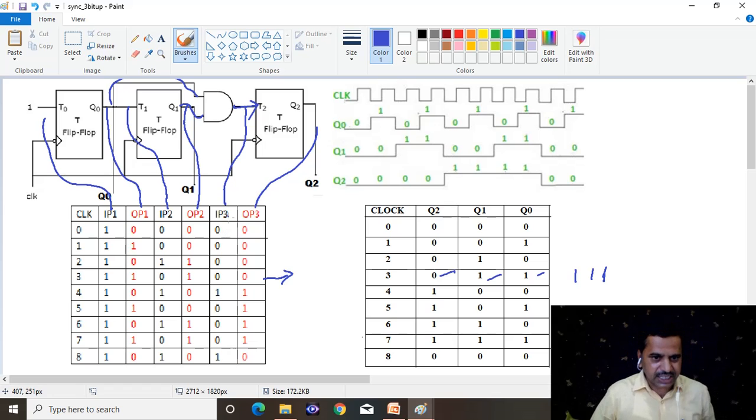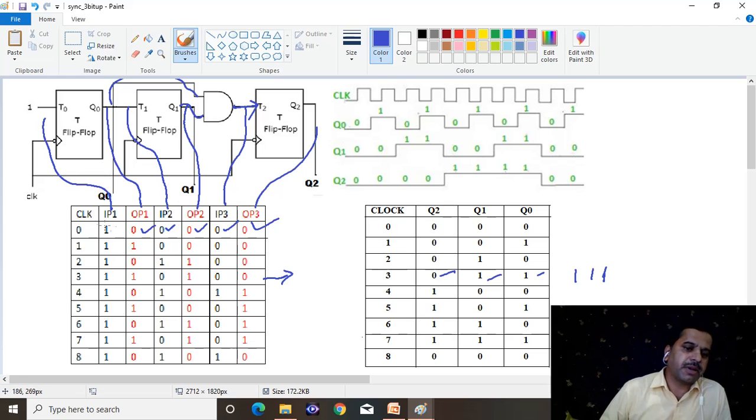Before the application of the clock pulse, the flip-flops are reset. Then all the outputs of the flip-flops are 0, and also the inputs of the second and third flip-flops are 0. The input of the first flip-flop is always 1.